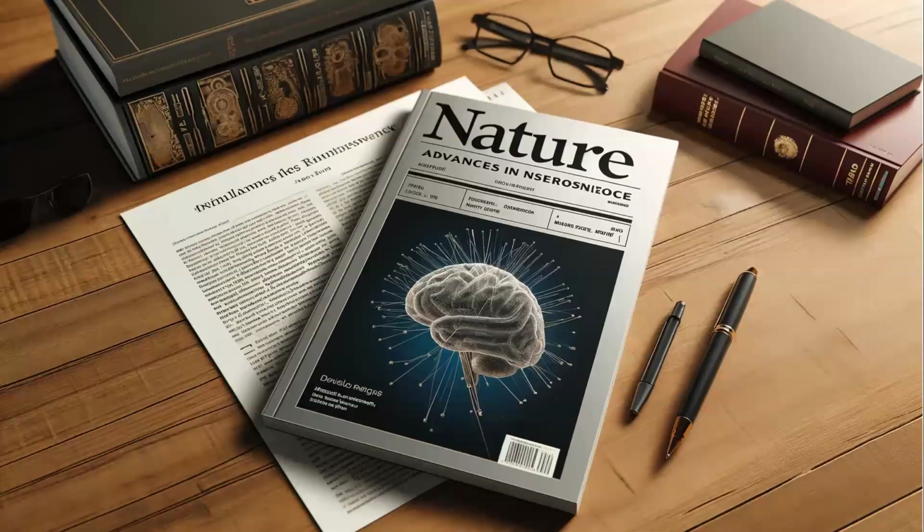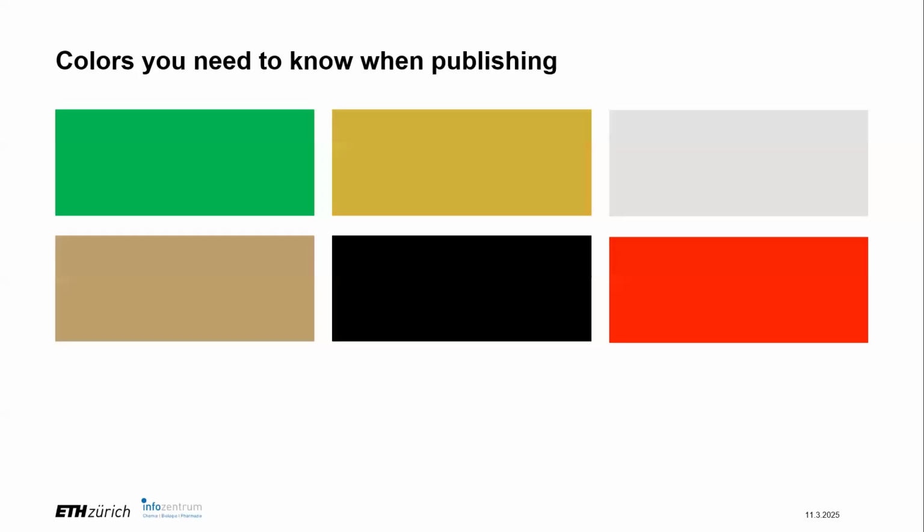But now let's focus on scientific content in journals, which is most interesting to you if you want to publish in a Nature journal, for example. When you publish, you need to know these 6 colors: green, golden, diamond, bronze, black, and red. And I'm going to explain all 6 colors to you.